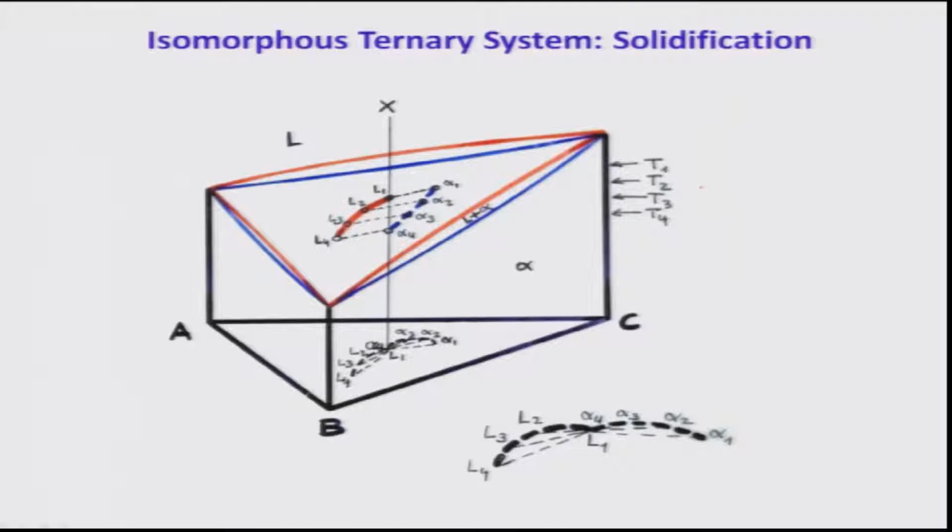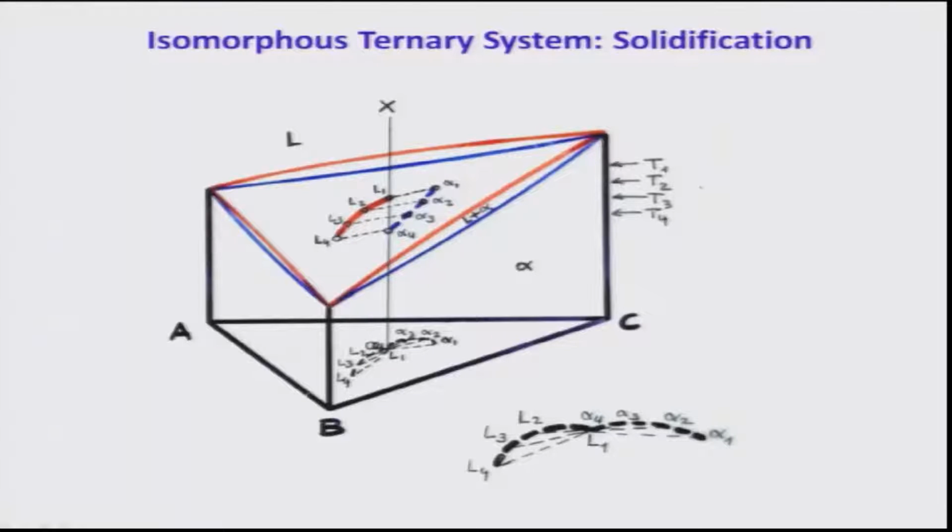Now, let me just get into the basic theme of this lecture. We are going to discuss the solidification behavior of a ternary isomorphous system under both equilibrium and non-equilibrium conditions. This is a ternary isomorphous system, the ABC phase diagram, a 3D space model, correct. Now, I am going to discuss the solidification of the alloy composition X.